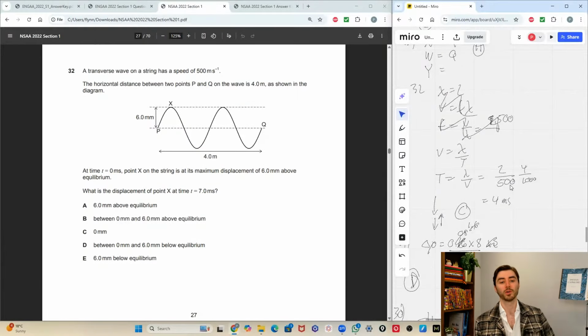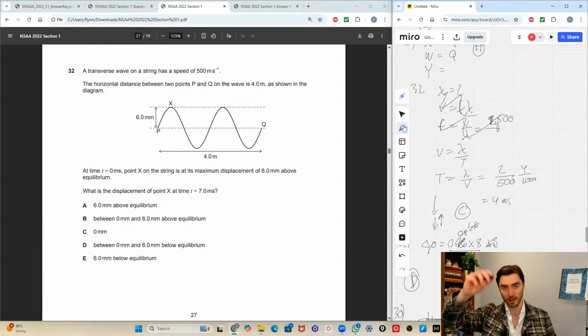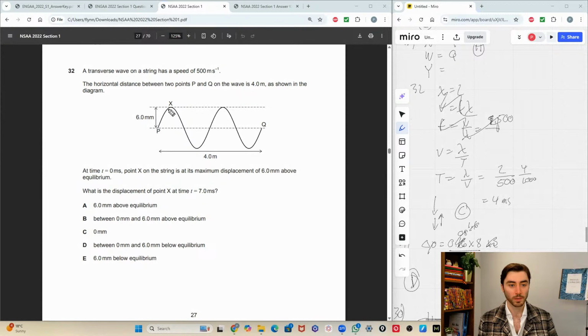So the way this works, the time period is 4 milliseconds. So if you have 7 milliseconds, that's one complete wave. And then, let me get, where did I put the thing? So it's going to be one complete wave there and back again, and then it's going to go 3/4 of the next cycle. Sorry, that, and then that. So it's going to end up back at P. So the displacement is 0 at that time.